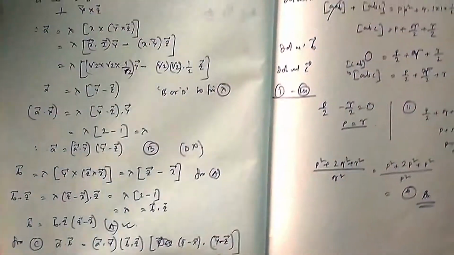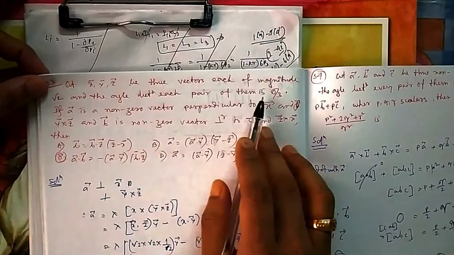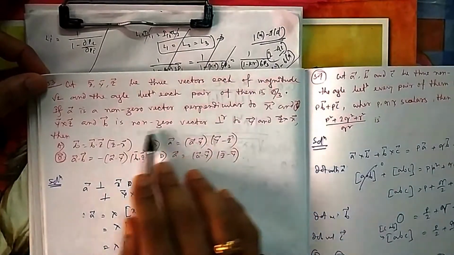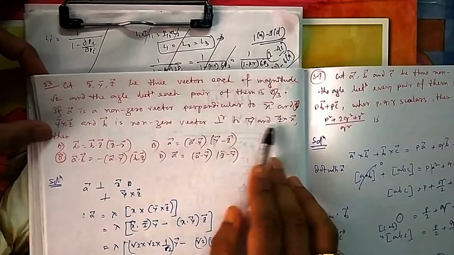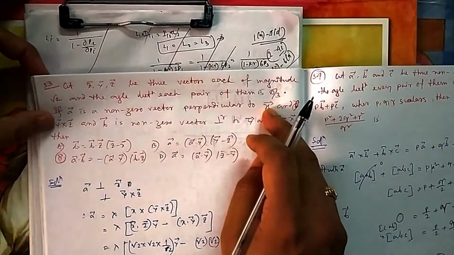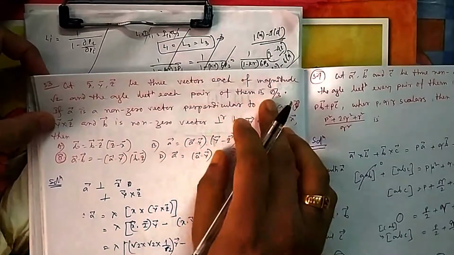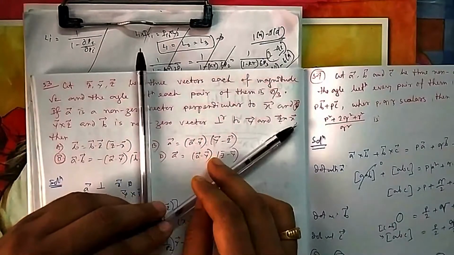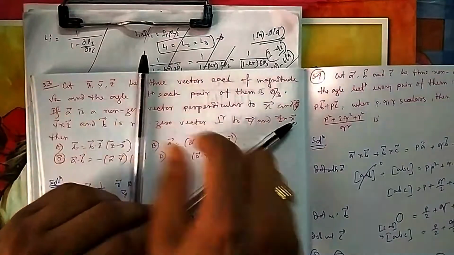52 again is based on 3D. So next you come to 53. If x, y, z are 3 vectors, each of magnitude root 2 and the angle between them is pi by 3. If A is a non-zero vector perpendicular to x and y z, B is a non-zero vector perpendicular to y and z x, then x is perpendicular to this and this, that means x is perpendicular to this cross this. Now if a vector is perpendicular to this and this, then what is the vector? Then the vector is this cross this.